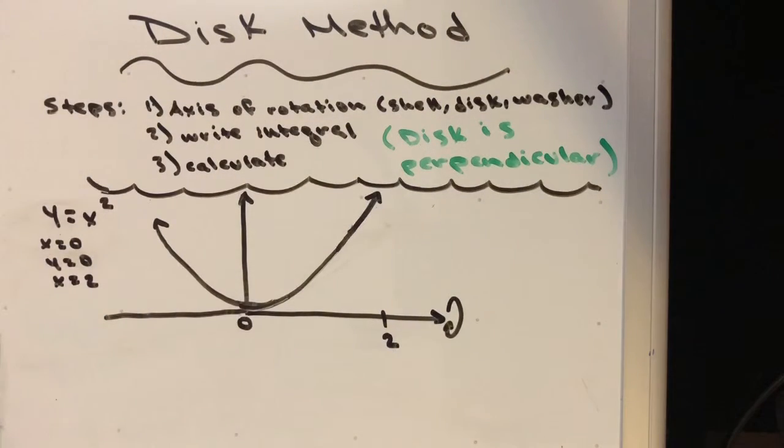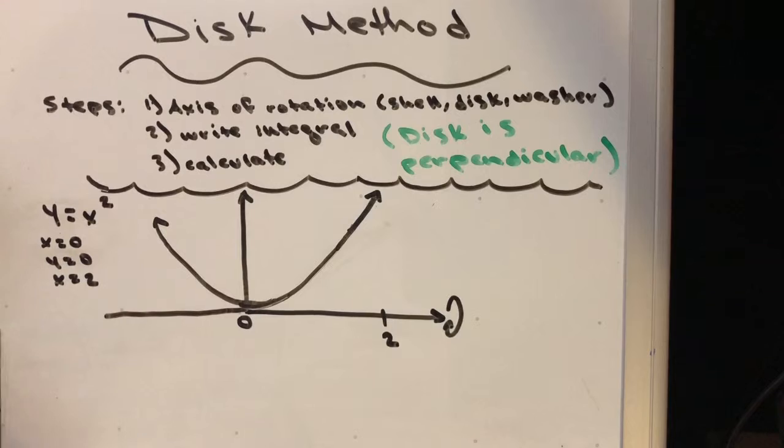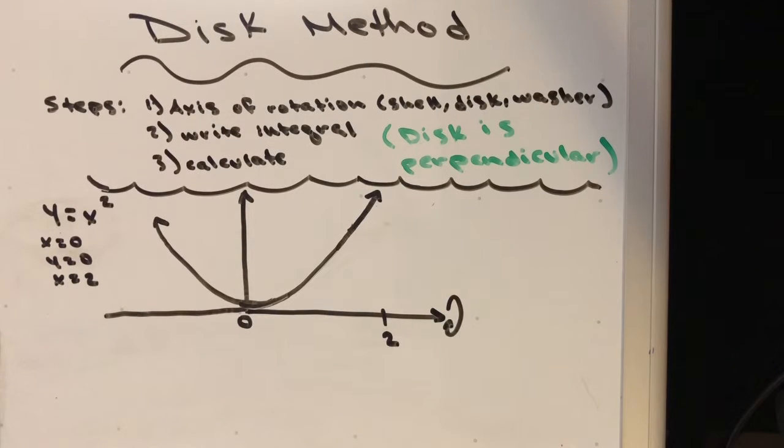Hello, today we're going to do disk method for AB calculus. So we're just going to jump right in. I tried to lay out some steps. Basically, what disk method is used for is to convert an area under a curve into a volume.